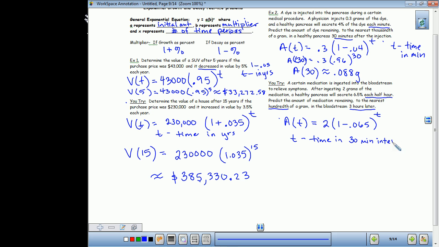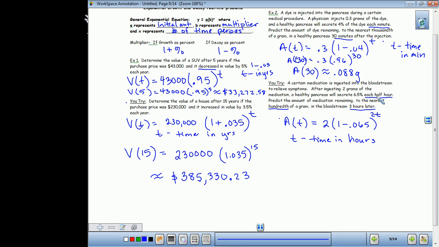Okay, but what if I didn't want to do it that way? What if I wanted t to be time in hours instead? Double it. Yes, then it would be 2t, because it happens twice an hour. Right? So if I wanted this to be time in hours, it's 2t.